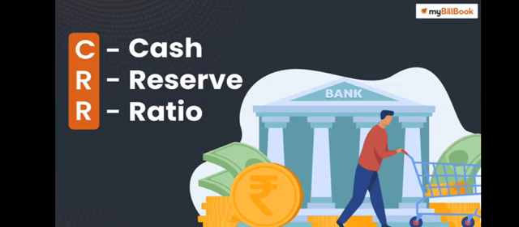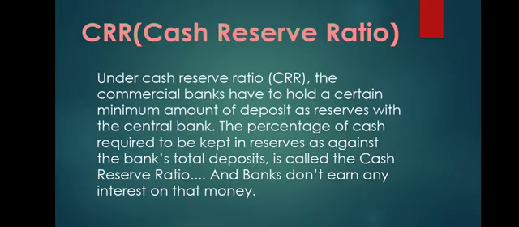Next, cash reserve ratio. Under cash reserve ratio, the commercial banks have to hold a certain minimum amount of deposit as reserve with the central bank. The percentage of cash required to be kept in reserve as against the bank's total deposits is called the cash reserve ratio, and banks don't earn any interest on that money. In simple terms, it is a rate of total deposits which all commercial banks need to maintain with the central bank of the country.